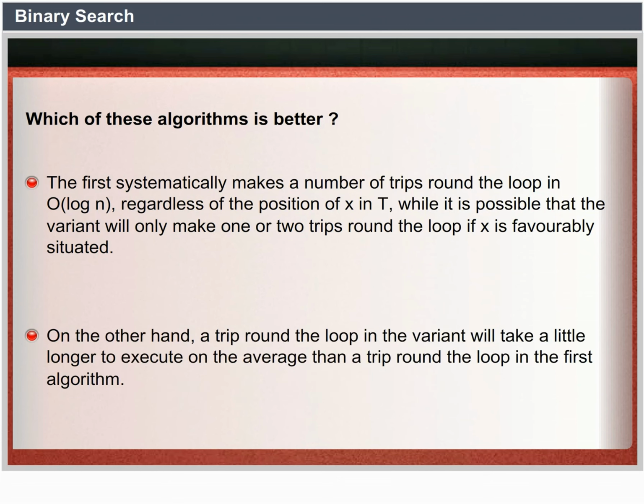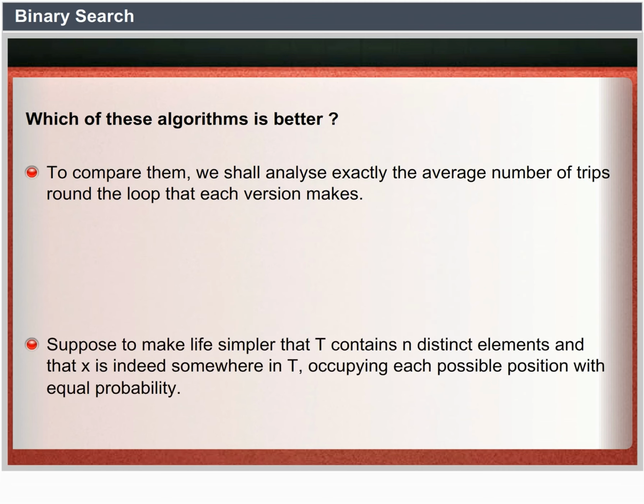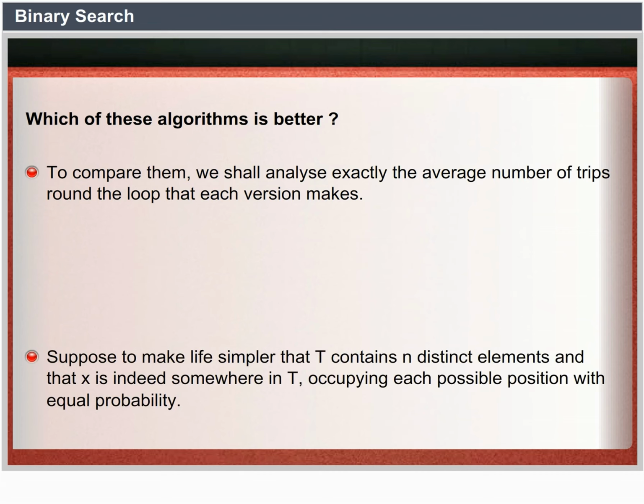On the other hand, a trip round the loop in the variant will take a little longer to execute on the average than a trip round the loop in the first algorithm. To compare them, we shall analyze exactly the average number of trips round the loop that each version makes. Suppose, to make life simpler, that T contains n distinct elements and that x is indeed somewhere in T, occupying each possible position with equal probability.